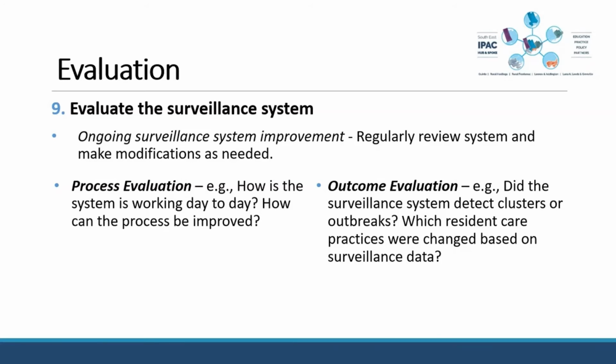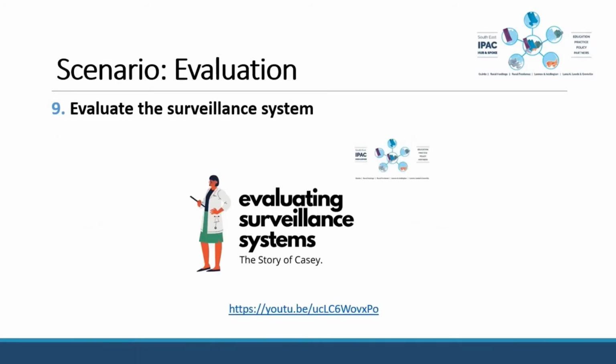So it should be expected that a surveillance system undergoes continual modification to make sure it's working towards improved infection prevention and control practices. So let's watch a video that's going to demonstrate an example of a peer review session to evaluate surveillance definitions. Here we go.